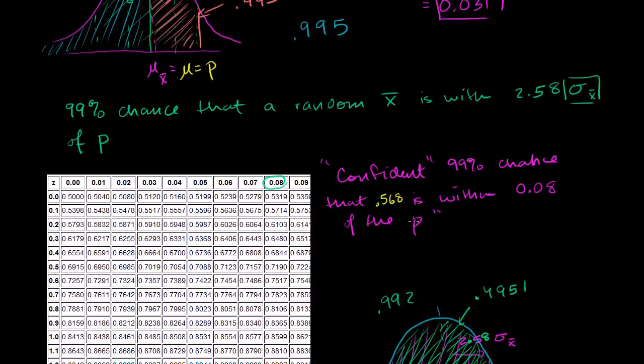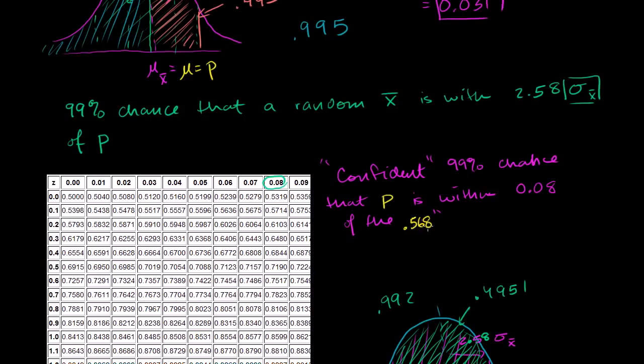And just to make it clear, we can actually swap these two. It wouldn't change the meaning. If this is within 0.08 of that, then that is within 0.08 of this. So let me switch this up a little bit. So we could put p is within 0.08 of 0.568. And now linguistically, it sounds a little bit more like a confidence interval. We are confident that there's a 99% chance that p is within 0.08 of the sample mean of 0.568.